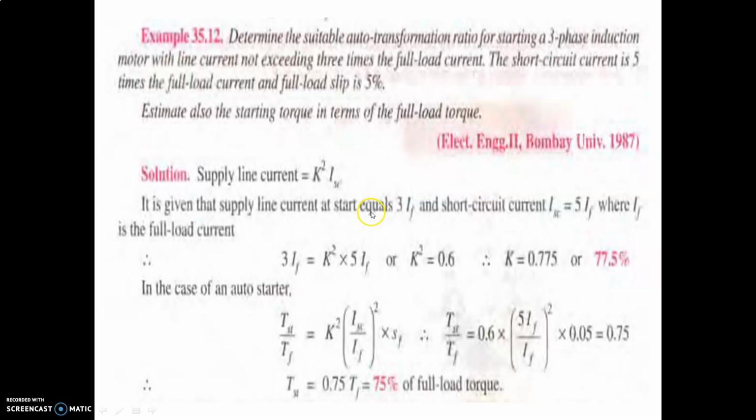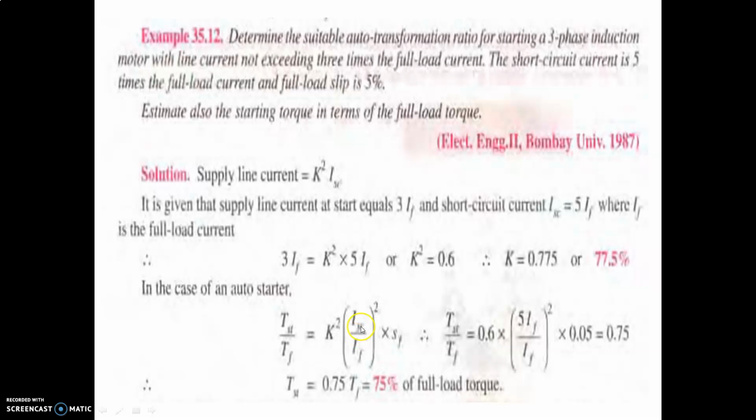So to limit the starting current to a value of 3 into IF, we have to use the auto transformer with a tapping of 77.5%. So the first data is calculated: the auto transformation ratio K is 77.5%. That is, to limit the line current within 3 into IF, you have to keep the auto transformation ratio at 77.5% tapping.